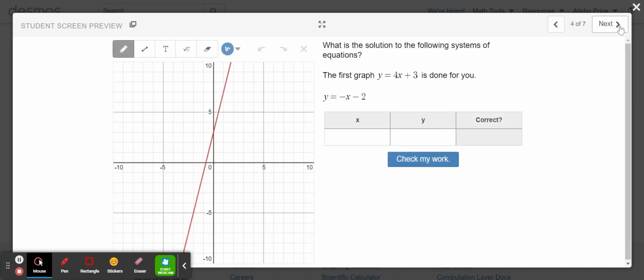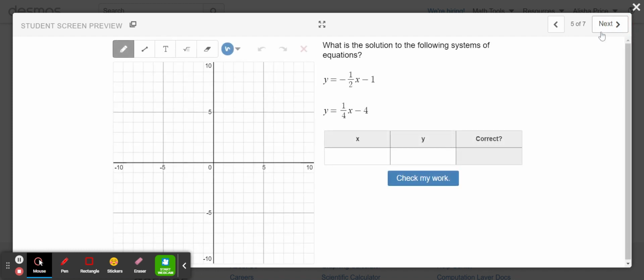The next one works similarly. The first graph is graphed for you, and you just have to graph your second line. For number 5, you have to graph both of the lines. So I'll hurry up and do this one together if we have enough time. Hopefully I won't get cut off, so I might go a little faster than I normally would.